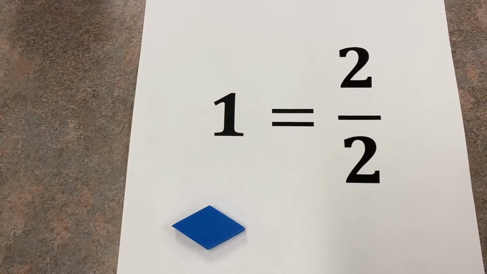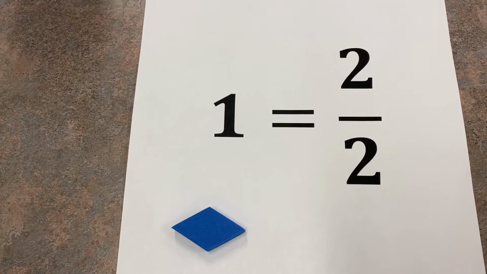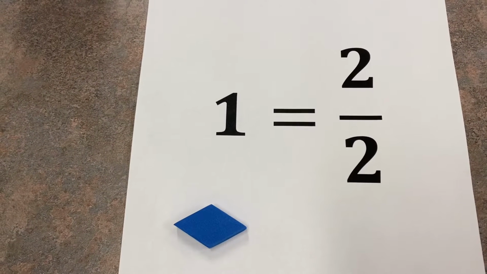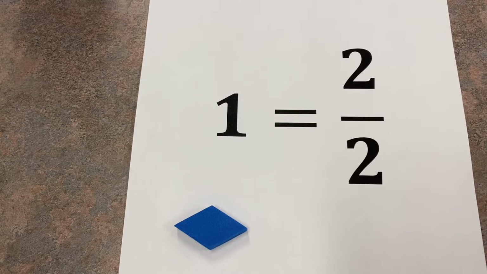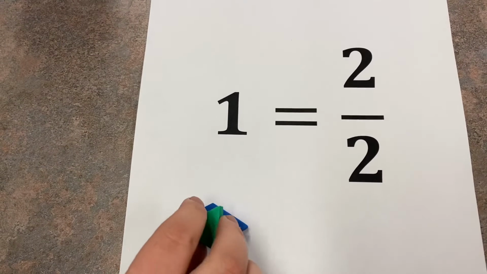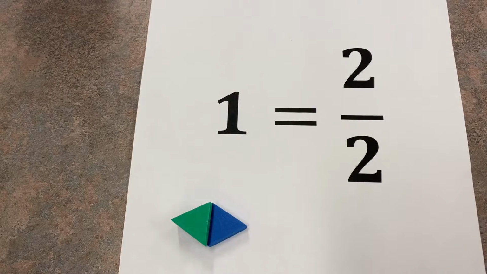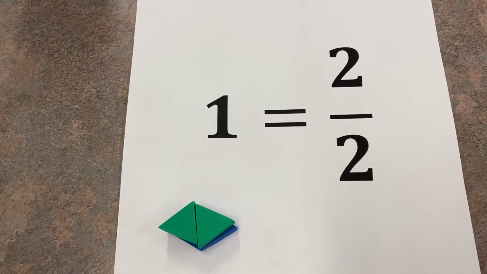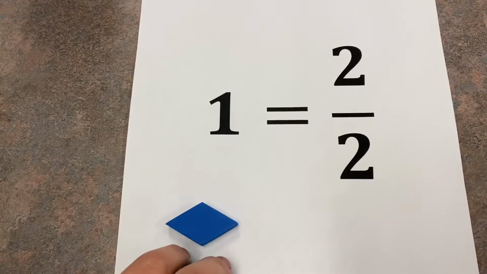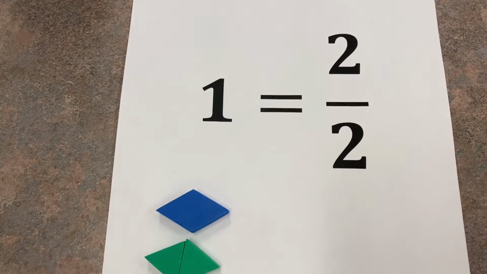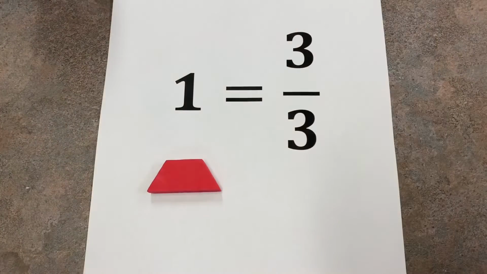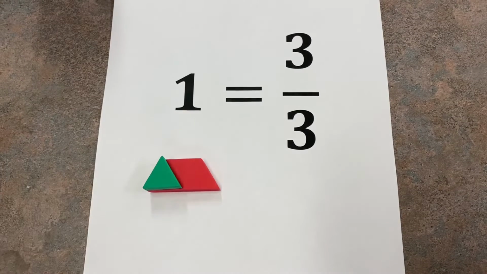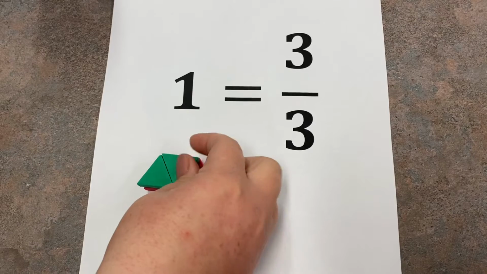Start by explaining to students that you are using fractions to describe parts of a whole. We can use the pattern blocks to represent one whole. If a blue block is one whole, then two green blocks, or 2 over 2, is also one whole because they take up the same space. If a red block is one whole, then 3 green blocks, or 3/3, is also one whole.